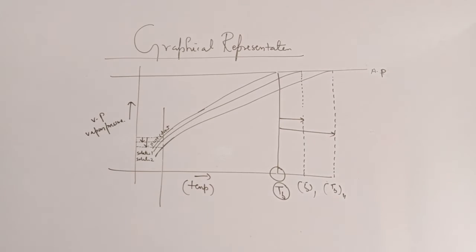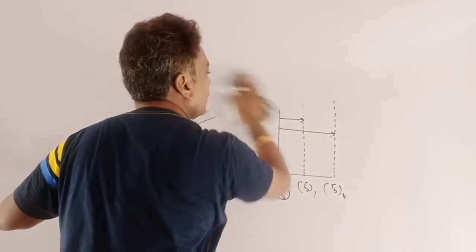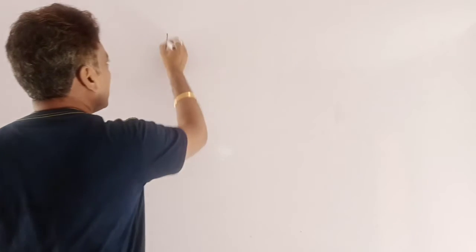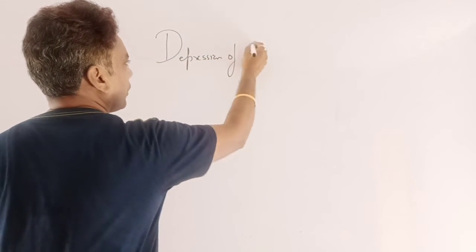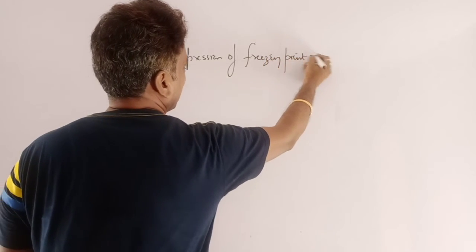Now the third colligative property is depression of freezing point.